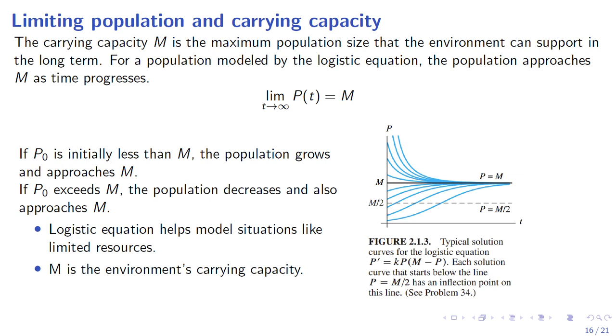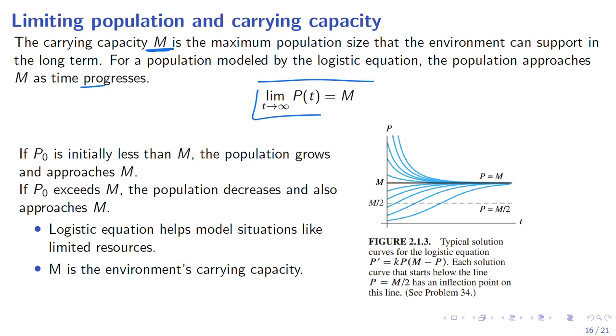Okay, so we have seen that already. Let's discuss it a little bit more: limiting population and the carrying capacity in the logistic population model. The carrying capacity M, so we now have a name for the M. It is called carrying capacity. That is the maximum population size that the environment can support in the long term. For a population modeled by the logistic equation, the population approaches M as time progresses.